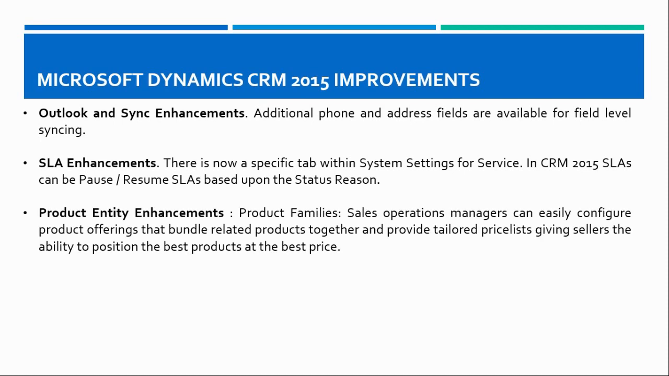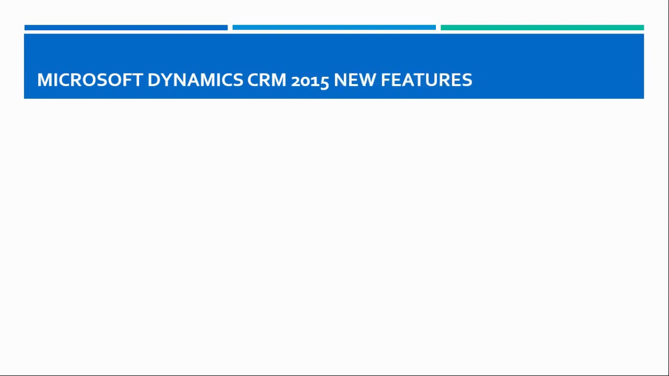And they have also done some enhancements on the product entity. Now sales operation managers can easily configure product offerings that bundle related products together and provide a tailored price list, giving sellers the ability to position the best products at the best price. Another improvement, from the field security point of view: field level security is now enabled for standard CRM fields as well. So let us now see what new features were added with this version.